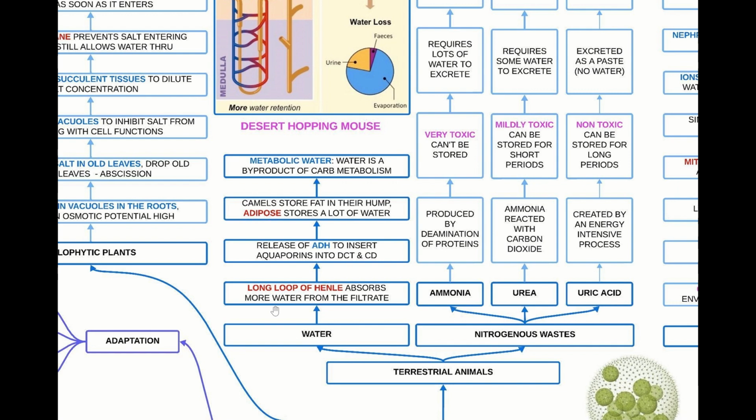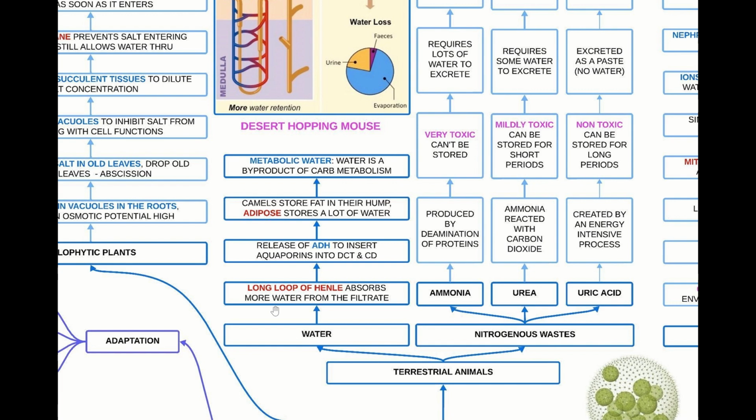The next is the release of antidiuretic hormone from the posterior pituitary, which inserts aquaporins into the distal convoluted tubule and the collecting duct. This allows for more water to be reabsorbed out of the urine. Camels also store fat in their hump, and the adipose tissue, when it breaks down, releases a lot of metabolic water.